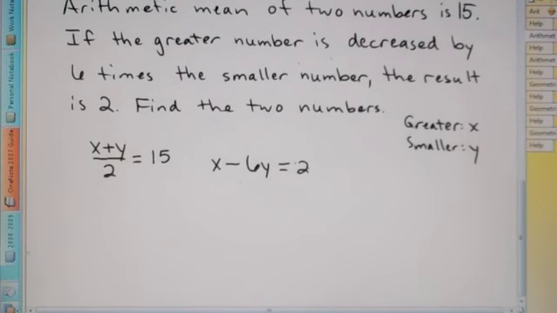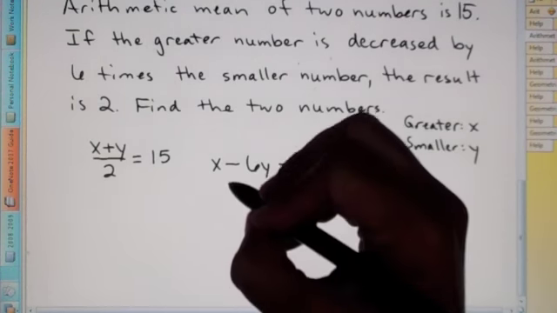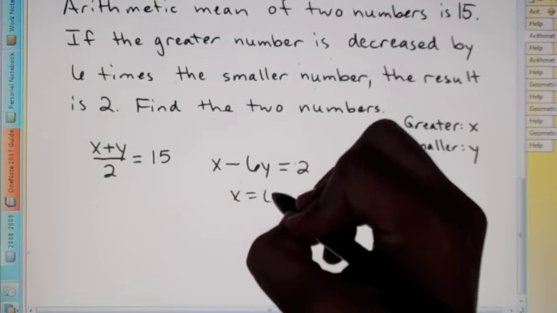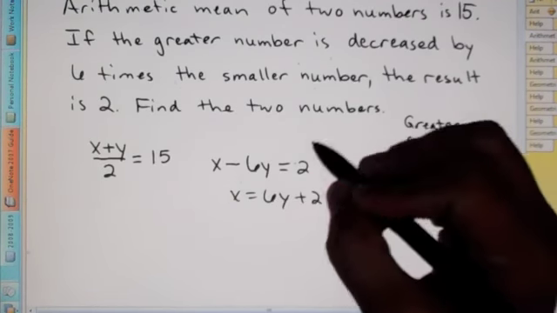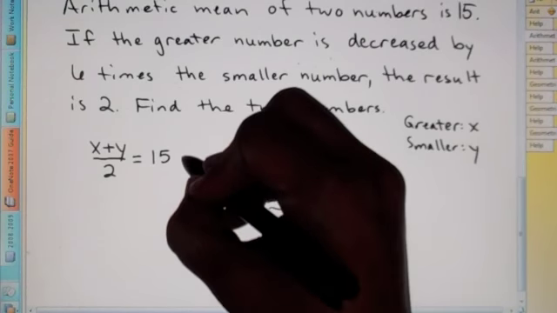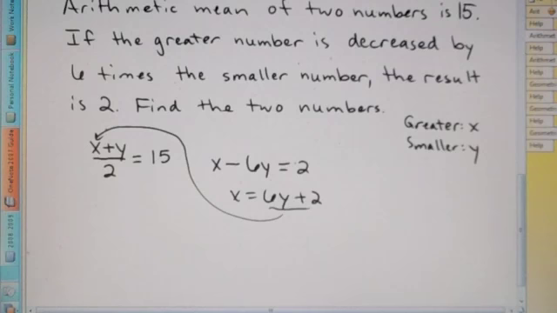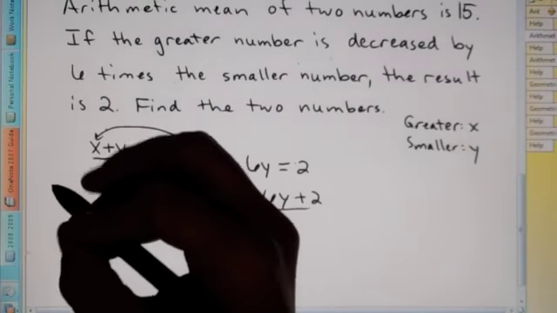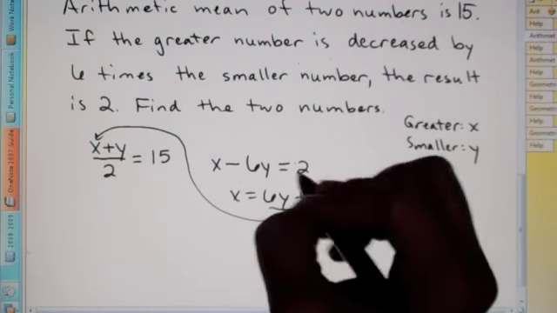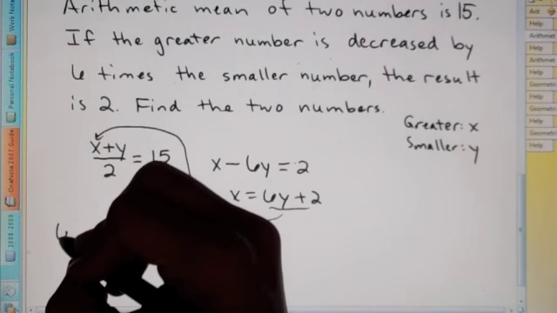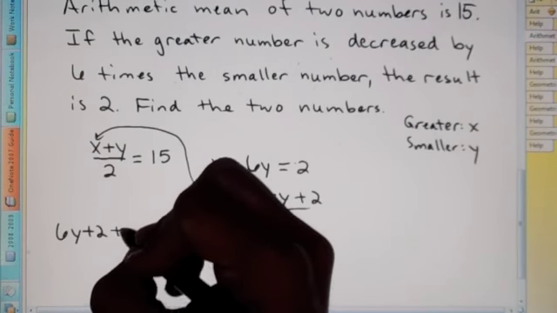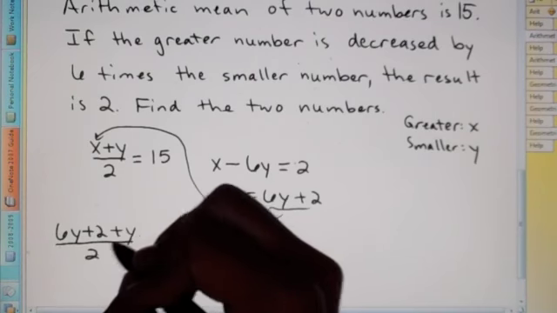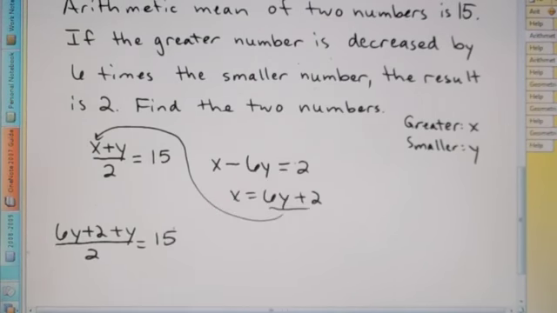So with these type of word problems we have to set up two equations. And the reason we do that is if I add the 6y over here, I can now substitute this in to the other equation. And the reason why we do that is so we can be down just to one variable. So if I plug 6y plus 2 into x, I get 6y plus 2 plus y over 2 is equal to 15. I'm going to do two steps at once.